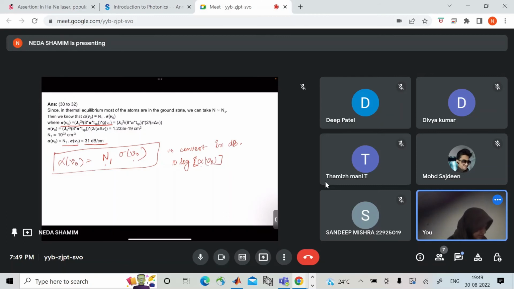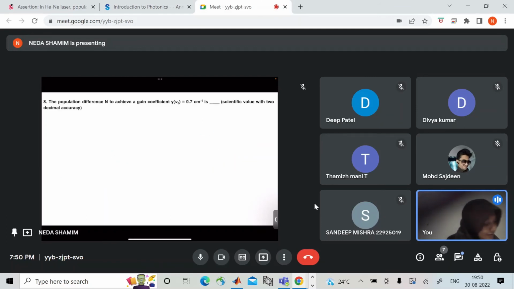Okay, is that all right? Any confusions, any questions related to this question? Because it's a connected question. The next question will be dependent on these answers. Okay, I'll move forward. Okay, now can anyone answer this? The population difference n to achieve a gain coefficient of gamma of nu 0. How to achieve this?